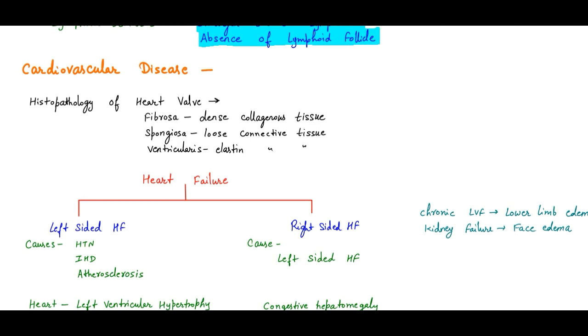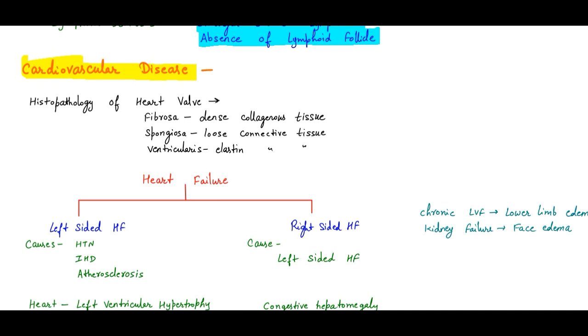Next we talk about cardiovascular disease. What is cardiovascular disease? It means the problem is not in the lungs, but in the heart and blood vessels. Then what is the histopathology of the heart wall? Remember the fibrosa, spongiosa and ventricularis.